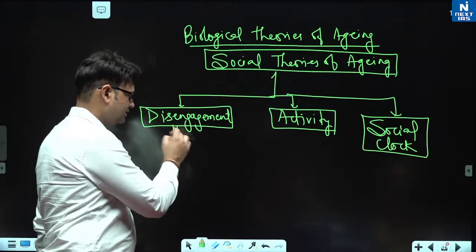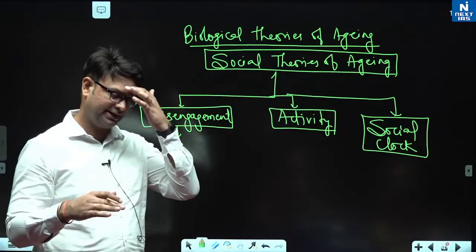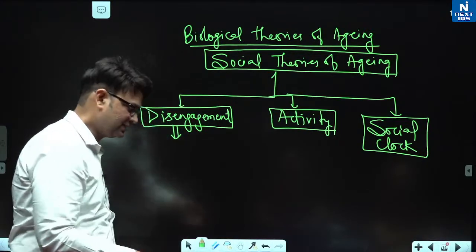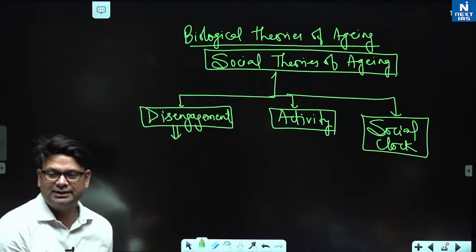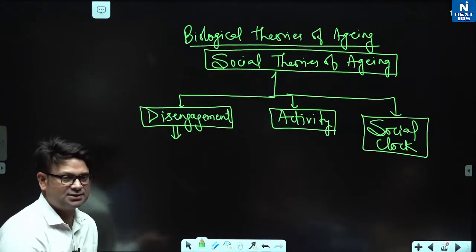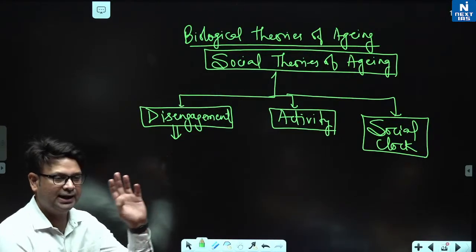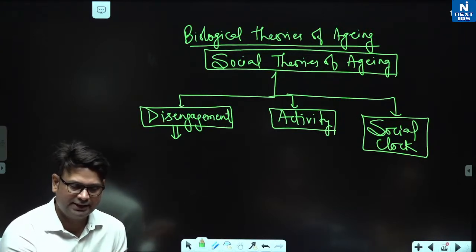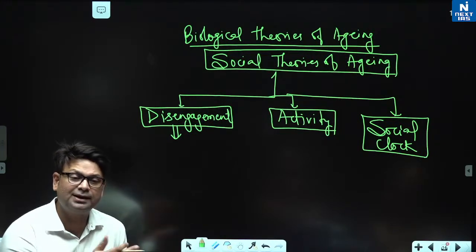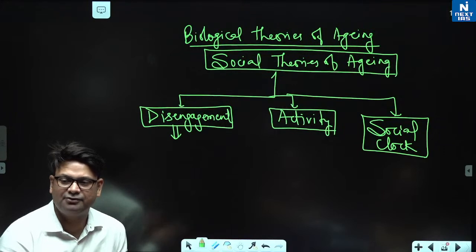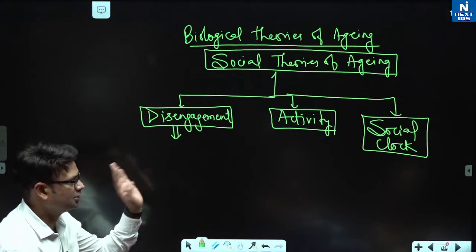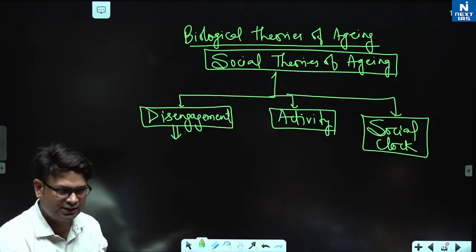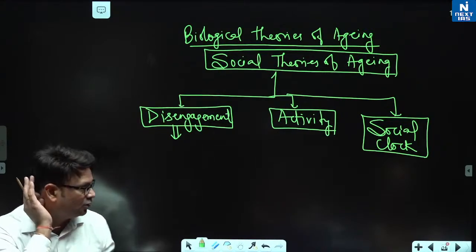Disengagement theory says that after a particular age people disengage from some activities, and that represents aging. In the 1950s this theory came. At that time the nature of work was heavy labor, so it was suitable that after reaching a certain age people retire and stop taking heavy labor. But now the nature of work has changed drastically. Even at that time there was criticism of this theory.